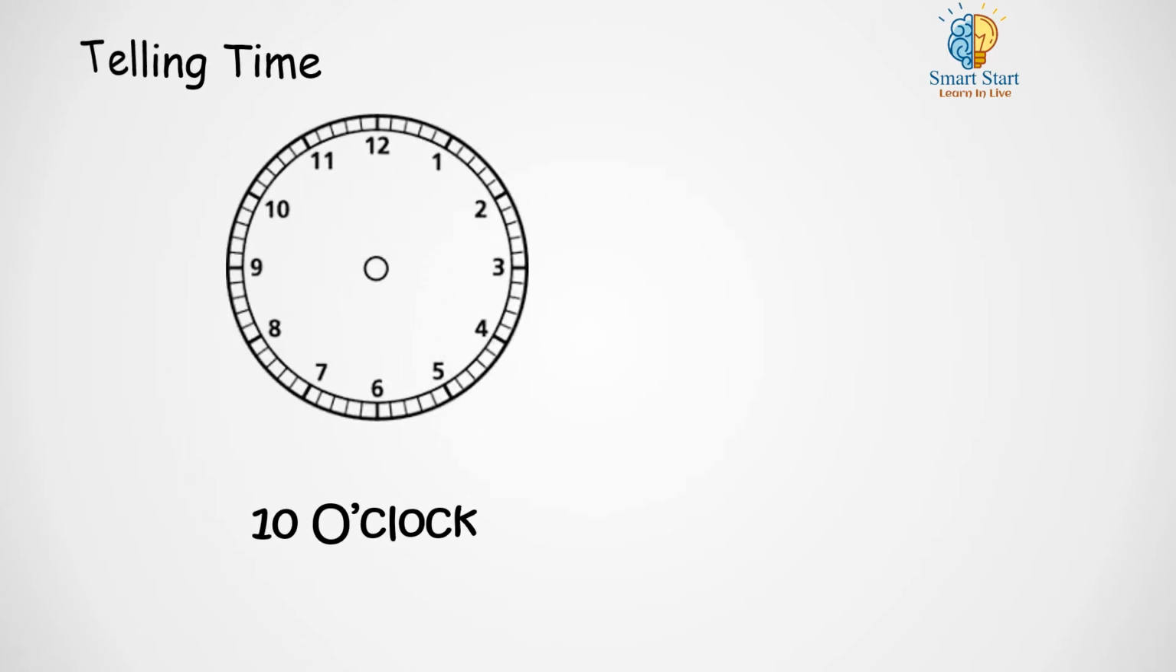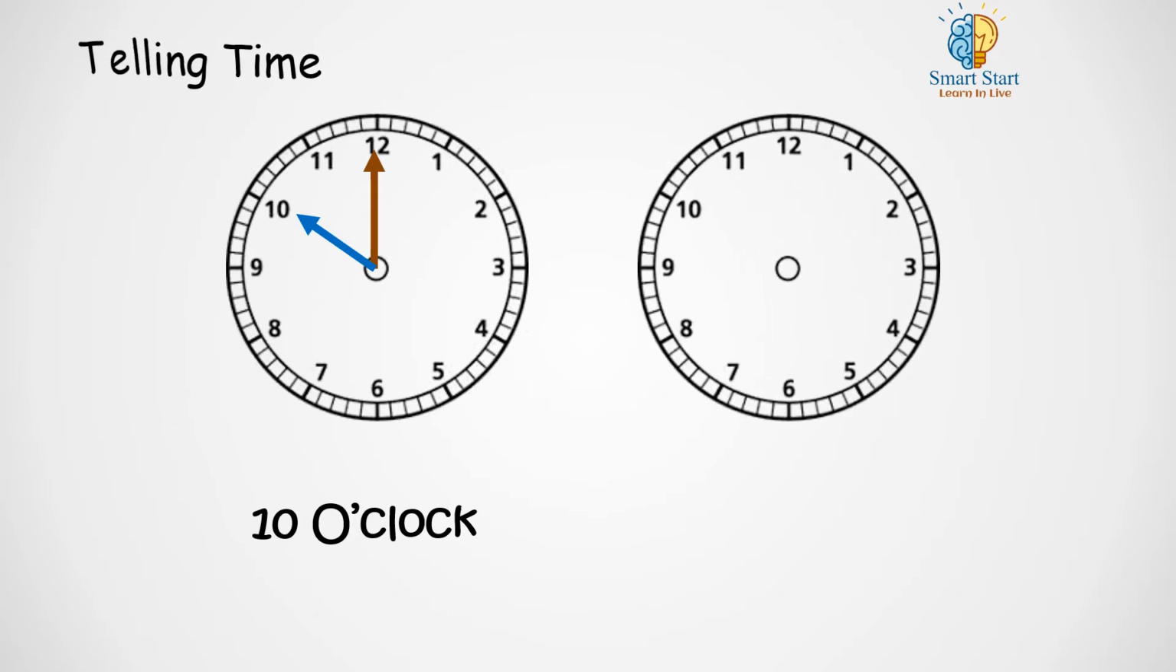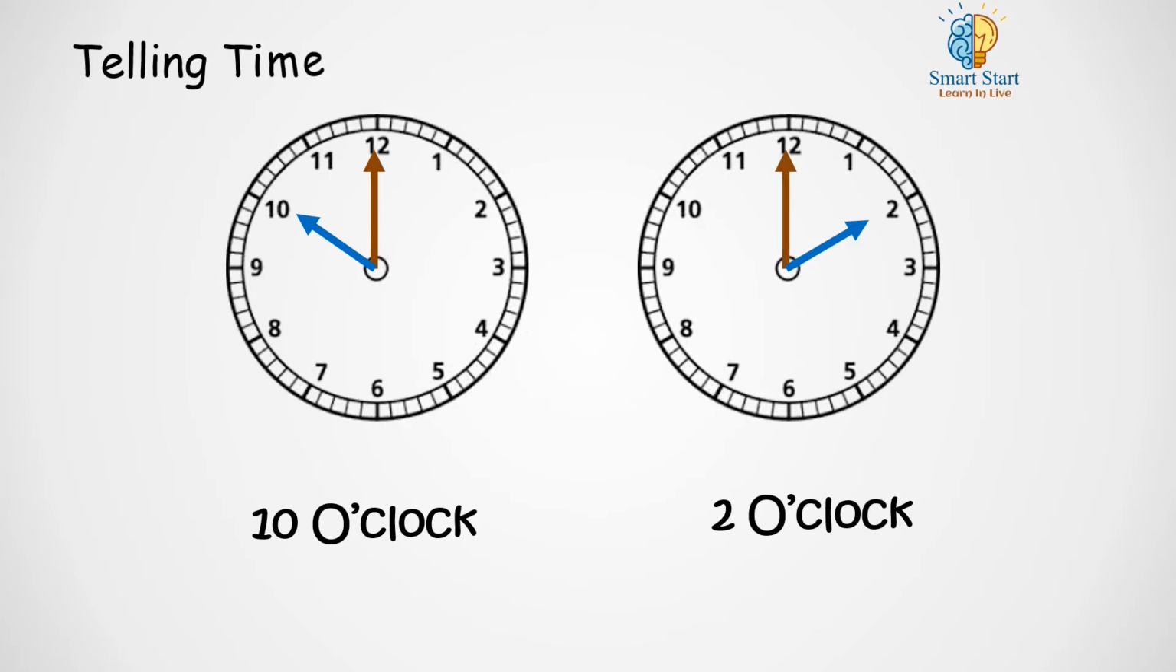Now, if we want to place the hour hand and minute hand in a clock, how will you place them? First, 10 o'clock. Here the hour hand is on 10 and the minute hand is on 12, right? Now the next, 2 o'clock. In that, the hour hand is on 2 and the minute hand is on 12.